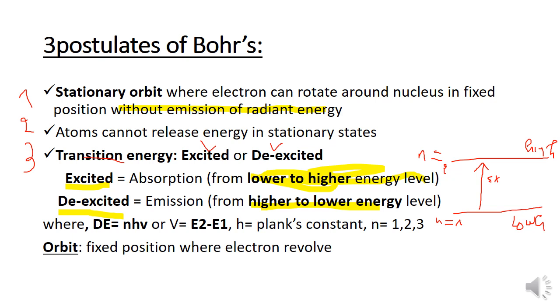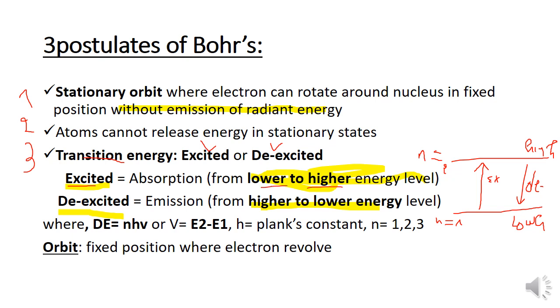When an electron moves from a higher to a lower energy level, it is de-excited. Here it moved from a higher energy to a lower energy, so it lost energy. In excitation it gained energy, moving from lower energy to the excited state or higher energy levels. Here we have the excited state, when an electron moves from lower to higher energy levels.